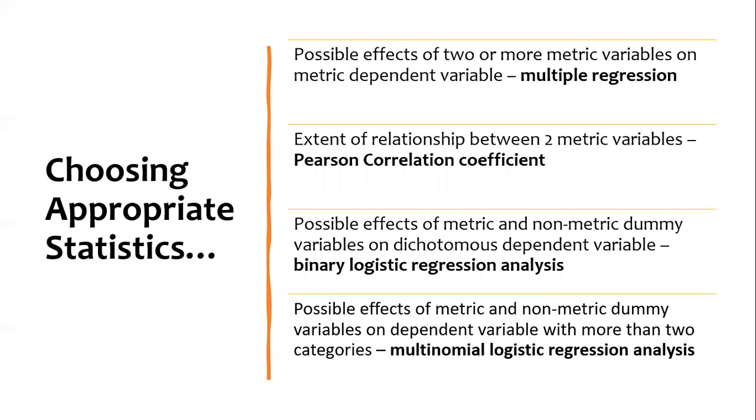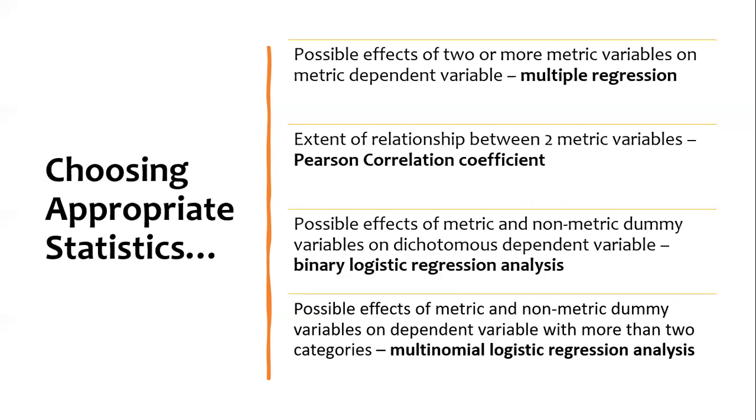Binary logistic regression analysis helps us look at the possible effect of both metric and non-metric variables on a dichotomous dependent variable. So the dependent variable in a binary logistic regression analysis must be a dichotomous dependent variable. You remember I gave you an example of a dichotomous. An example of a dichotomous, based on this context, is when you ask a question and it's yes or no.